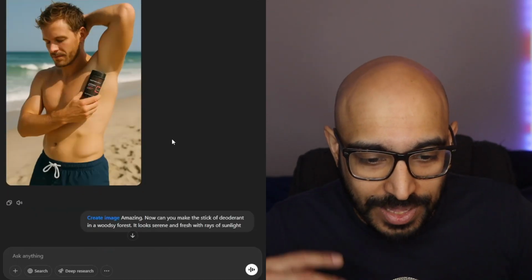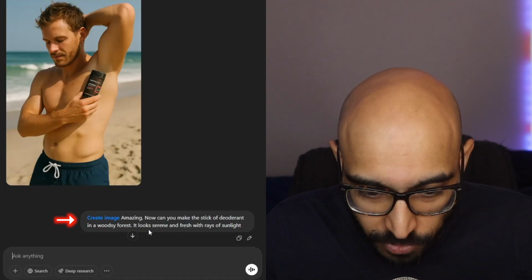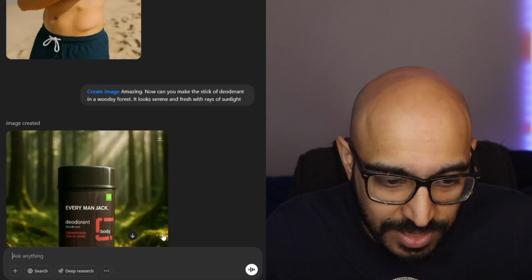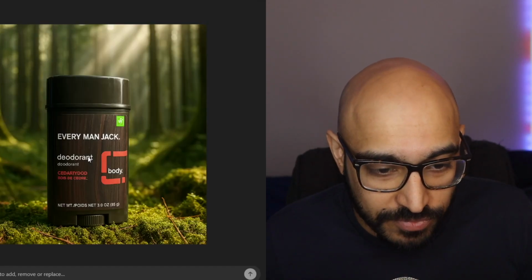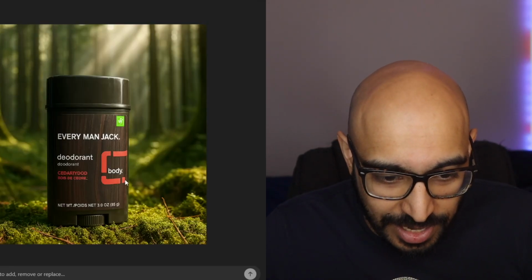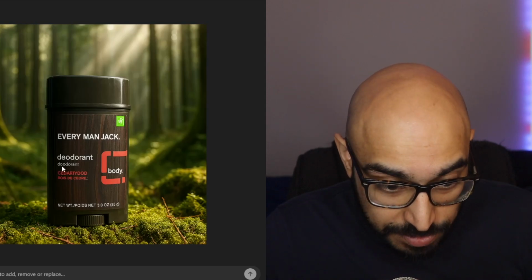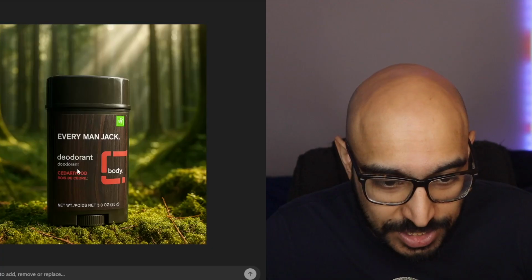And then just for kind of like the last push, I wanted to give it a prompt that uses the stick of deodorant in a woodsy forest, and it looks serene and fresh with the rays of sunlight. And this is what it came up with. It's not bad. It did a lot better than the application of the deodorant, but it's not great. I find that its diagram is a little bit off. It literally spelled deodorant wrong. It's supposed to be the French translation, but that's incorrect.